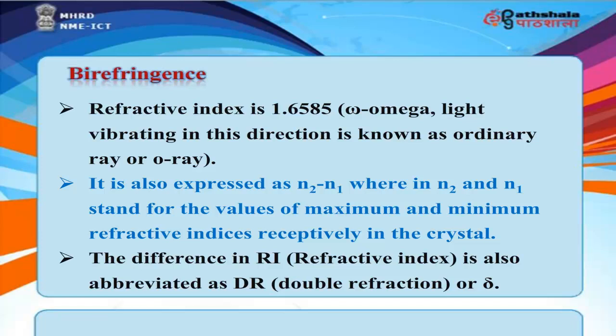It is also expressed as N2 minus N1, wherein N2 and N1 stand for the values of maximum and minimum refractive indices, respectively, in the crystal. The difference in refractive index is also abbreviated as DR, double refraction, or delta.